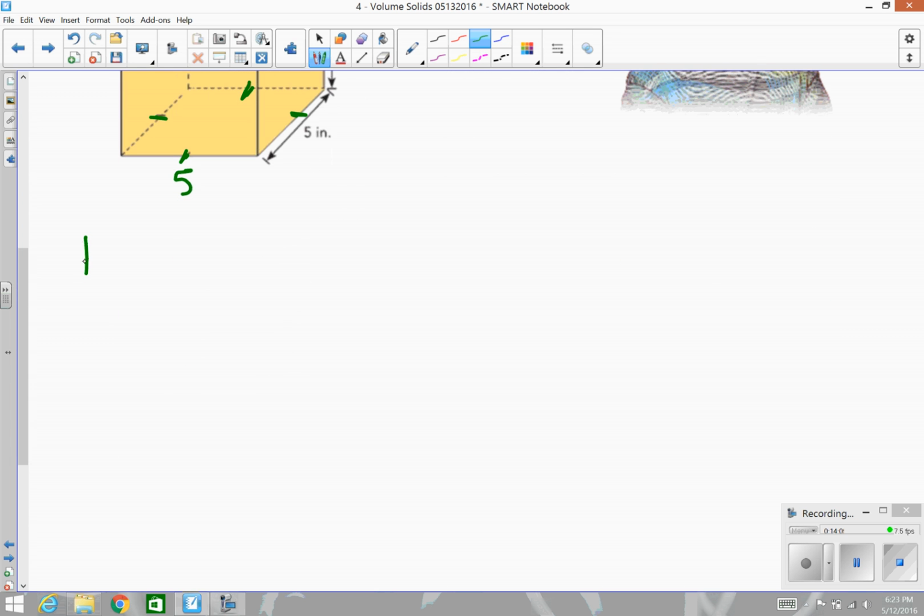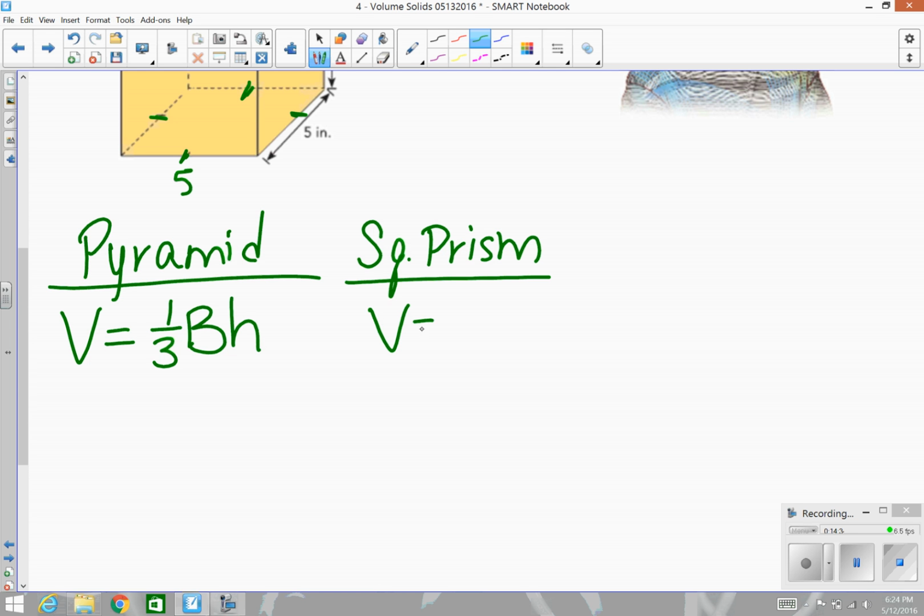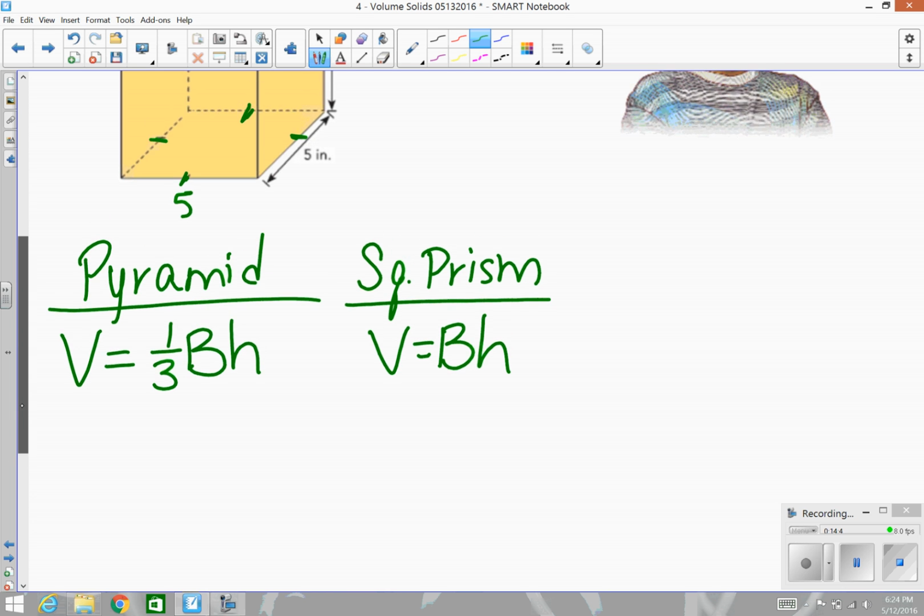So our formulas, we have a pyramid. And the volume formula is 1/3 times the area of the base times the height of the pyramid. And we also have our square prism. And the formula is area of the base times the height of the prism.